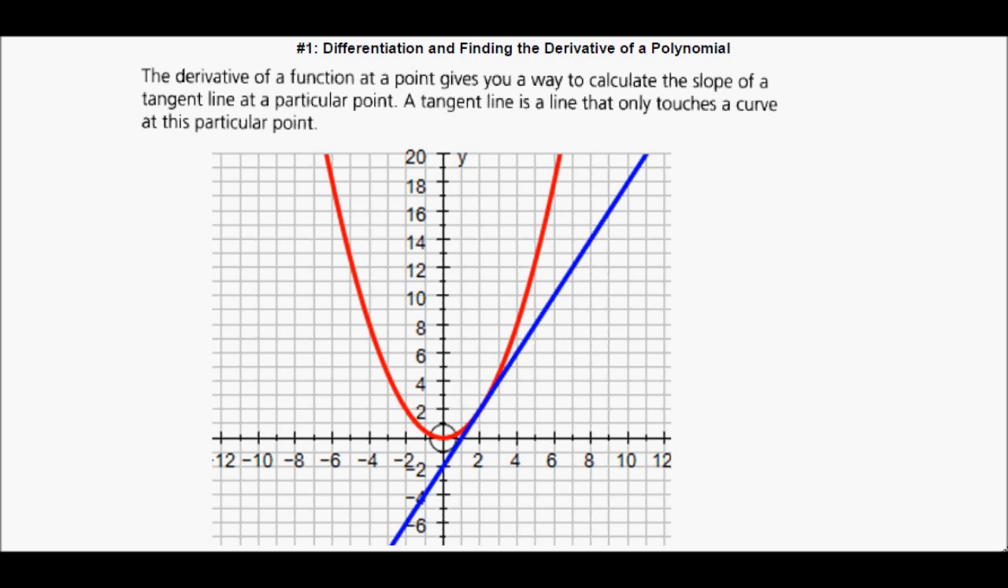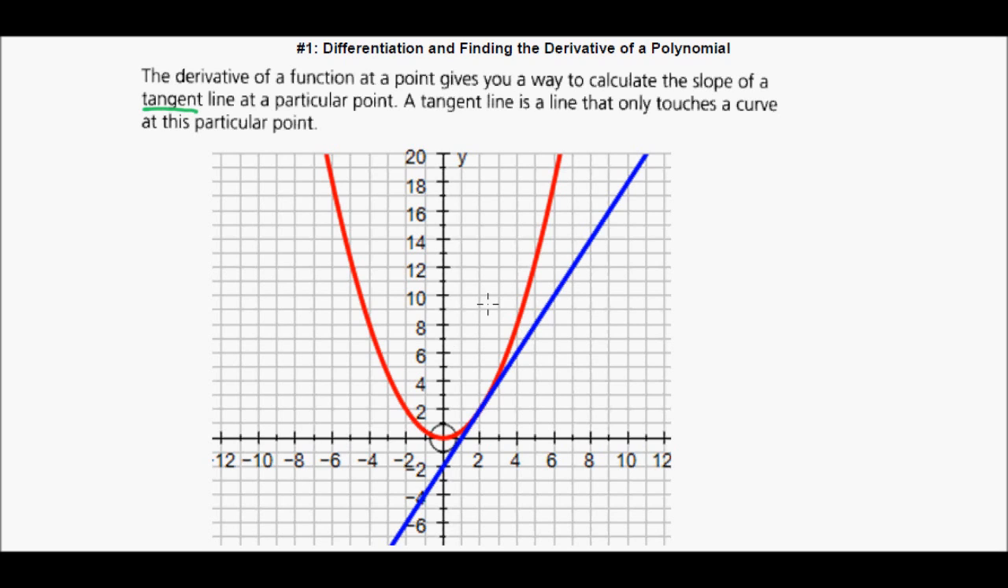Okay, we're going to get going on some calculus here. Topic 7, Introduction to Differential Calculus. First section here is differentiation and finding a derivative. A derivative of a function is basically a way that gives you the gradient of a slope of a line that is tangent to a particular function.